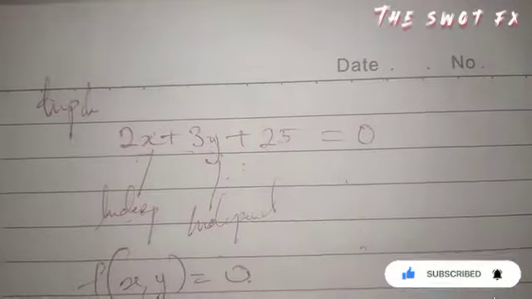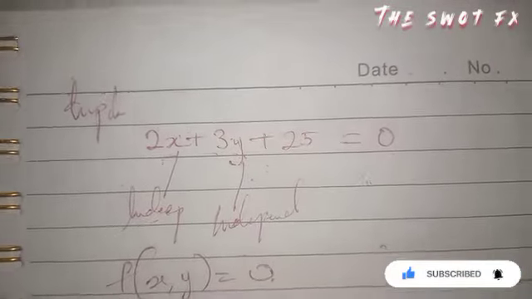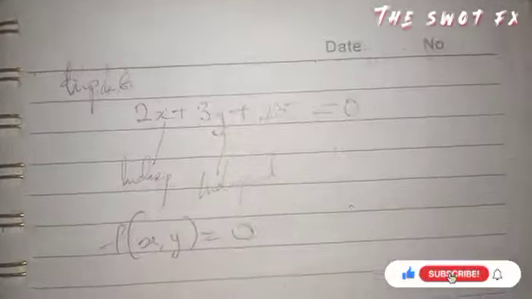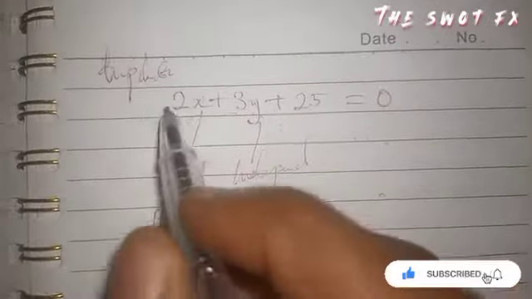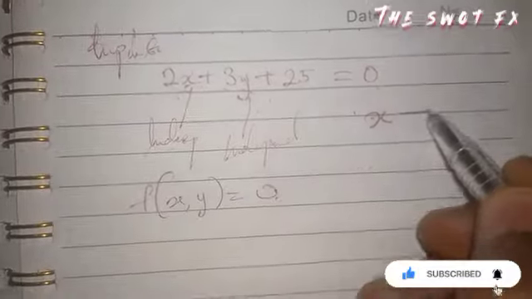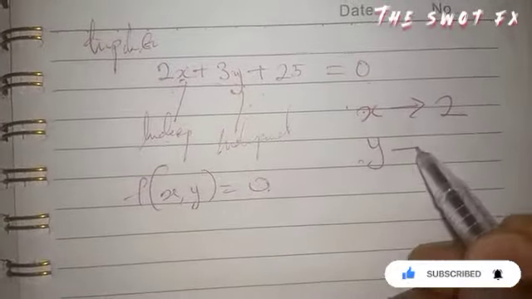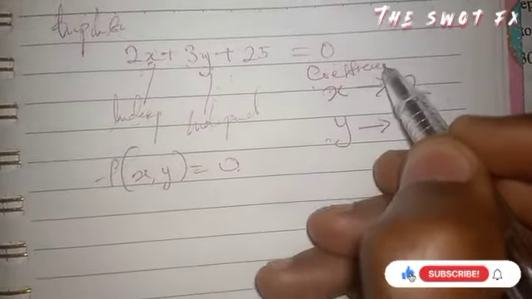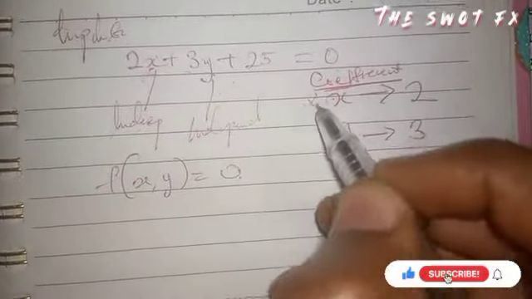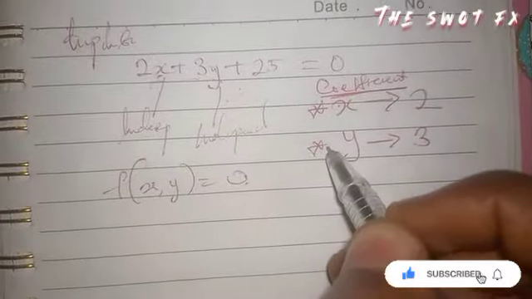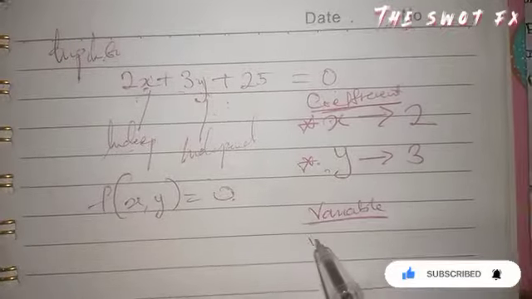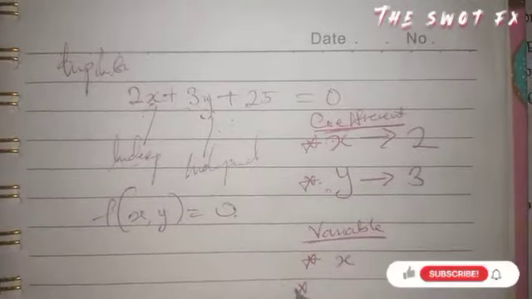So if we are given any question that has to do with implicit, and we are asked to find the coefficient, I think we should be able to do that. The coefficient of x here is what? Is 2. The coefficient of y here is what? Is 3. These are coefficients. If I now ask you for the variables, the variable there is x and the variable there is y.